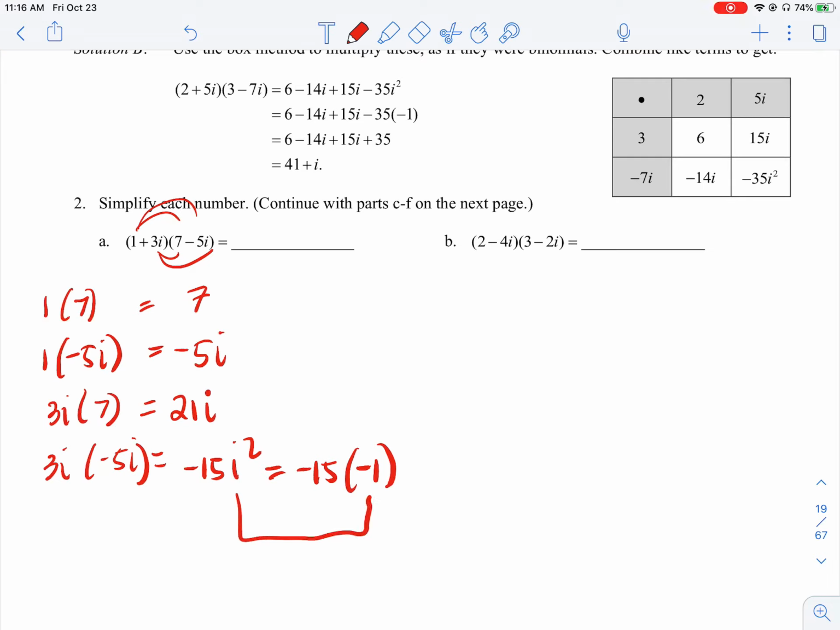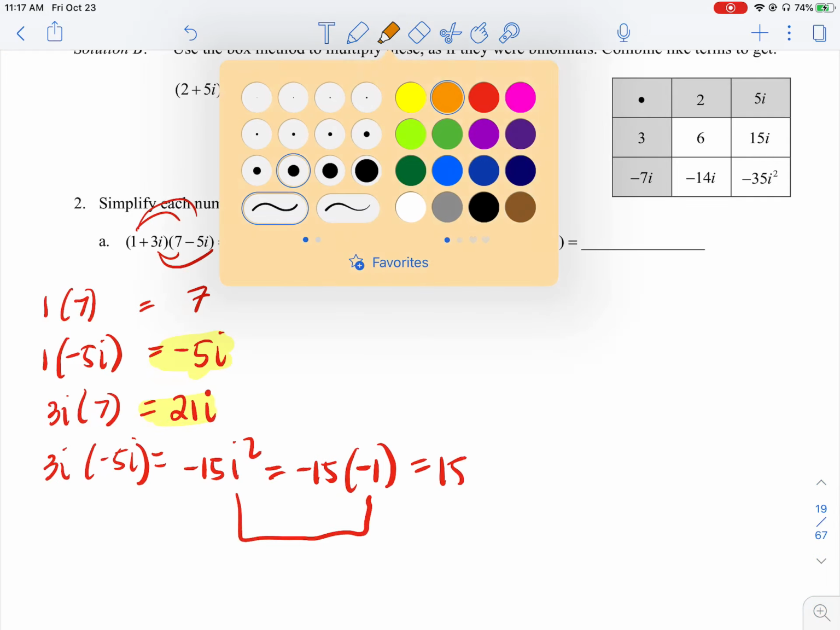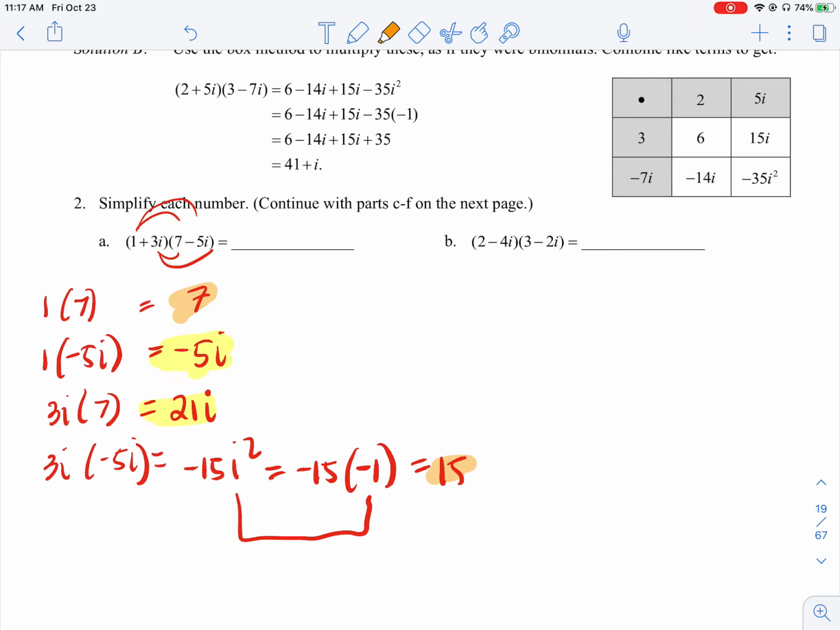And i squared times negative, because i times i squared is a negative 1. And negative 15 times negative 1 is positive 15. And so, let us combine like terms. I think I can combine these two, correct? And then I could also combine, let's change the color, these two. So let's combine the 7 and the 15 first, okay? And so if we combine 7 and 15, we'll get 22.